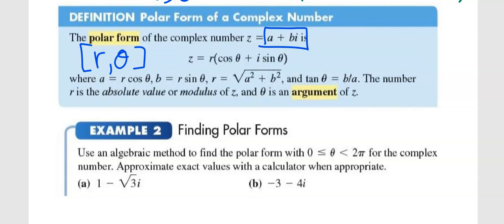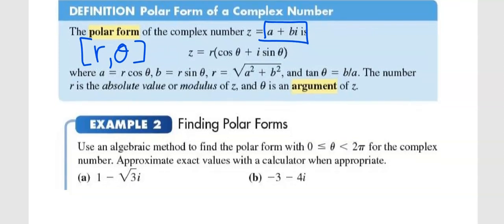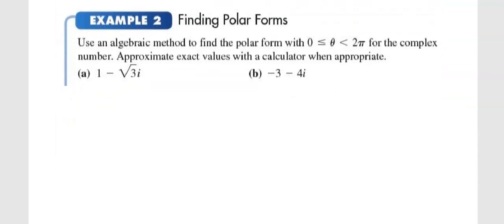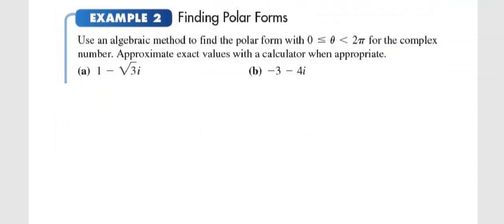we already know how to find theta. Theta is going to be found by inverse tangent, using b and a, the rise and the run, just like the stuff we've done with vectors. So let's look here at example 2. Use an algebraic method to find the polar form that goes from 0 to 2 pi for this complex number.